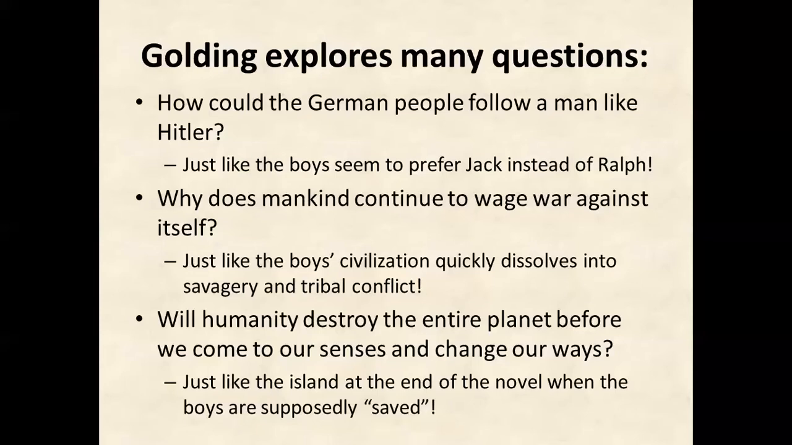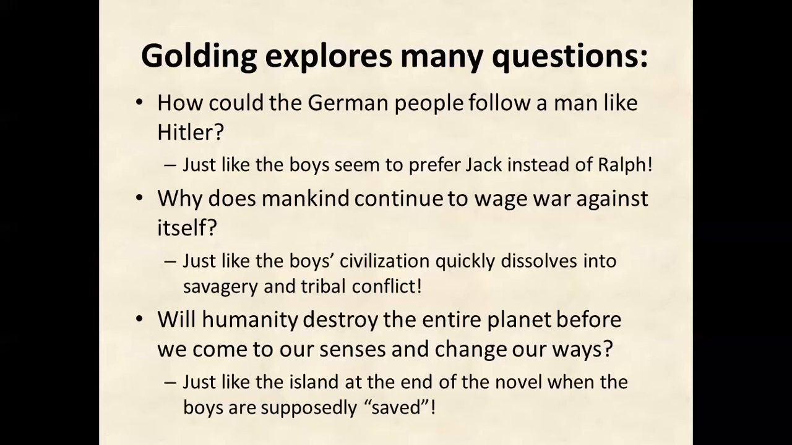Another key question here is, why does mankind continue to wage war against itself? Just like the boys' civilization quickly dissolves into savagery and tribal conflict, the history of mankind in many ways is also a history of warfare. And it's a deep question to think about why war exists and whether it's ever going to end, whether we're ever going to evolve as a civilization to the point where we're not dealing with these kinds of things anymore.